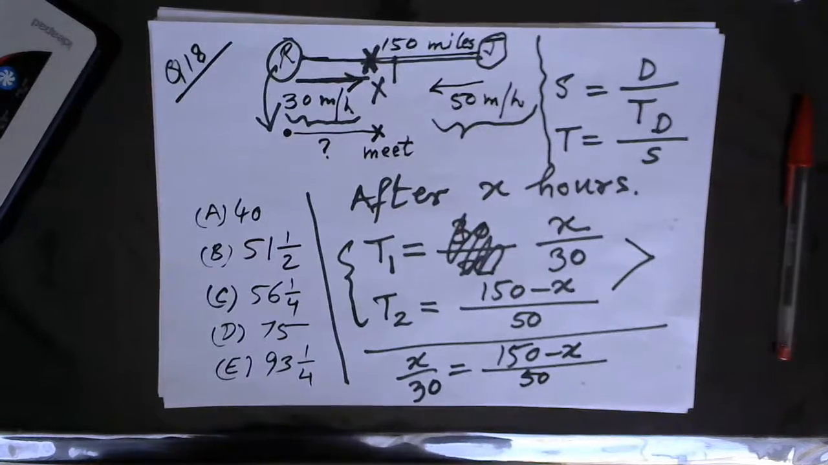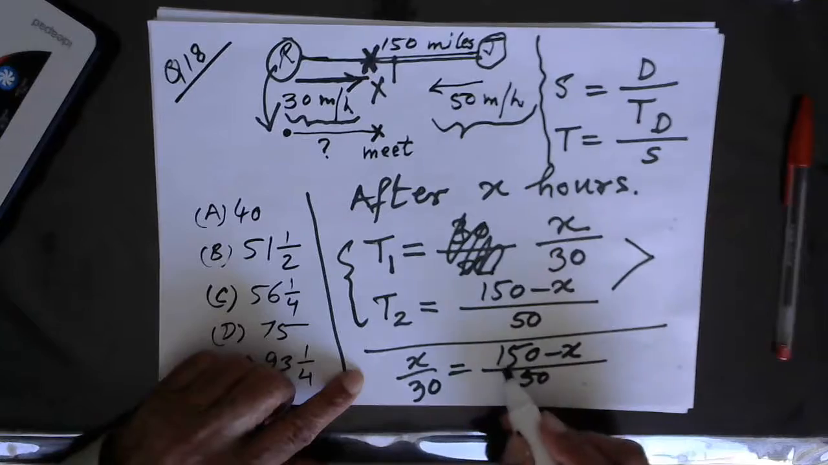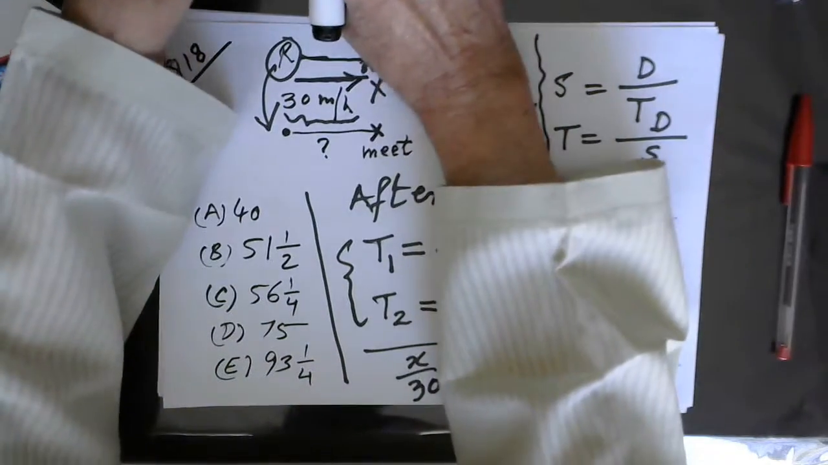Now I cross multiply. 50 multiplied by x is equal to 30 multiplied by 150 minus x. And let me use another sheet.